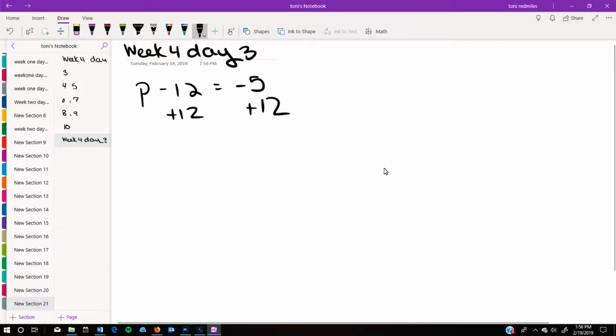So the 12 is being subtracted from the p. So the first thing I'm going to do is add it to both sides. Negative 5 plus 12 is going to give me a positive 7. So that was number 1. By this day of the week, we should be whipping those easier ones out like nobody's business.